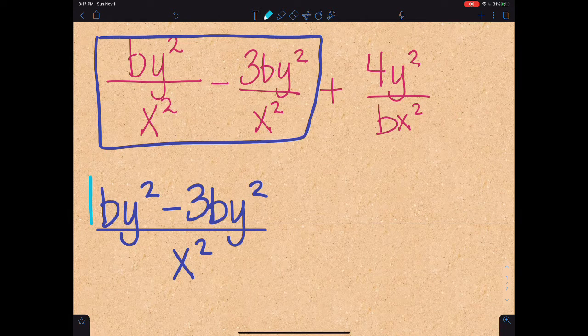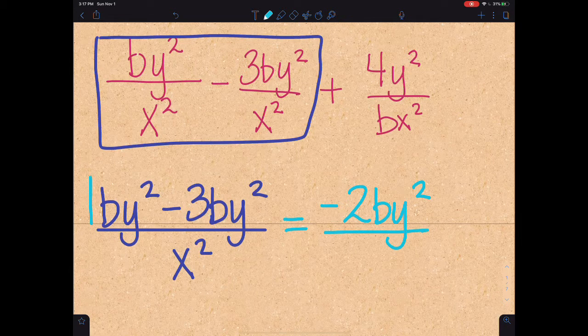So if we simplify this further, it's going to be kind of like 1x minus 3x is going to be negative 2, but instead of x, it's by squared. And the bottom is still going to be x squared. Okay, so now this thing can replace all of this. So hopefully that makes sense, okay?